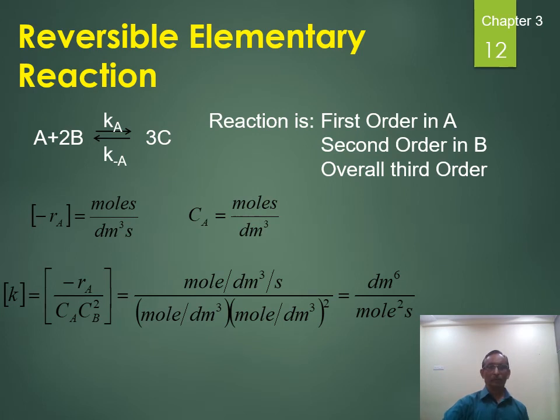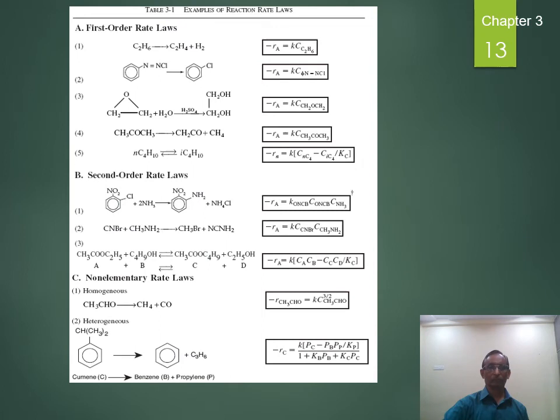So this way we are going to identify the units of that one. The reaction is first order in A, second order in B, overall third order reaction. These are some examples of first order rate law and second order rate law. Then the third example is given as non-elementary rate law.